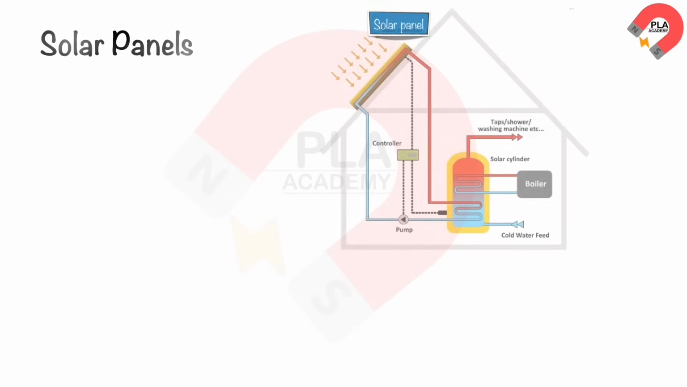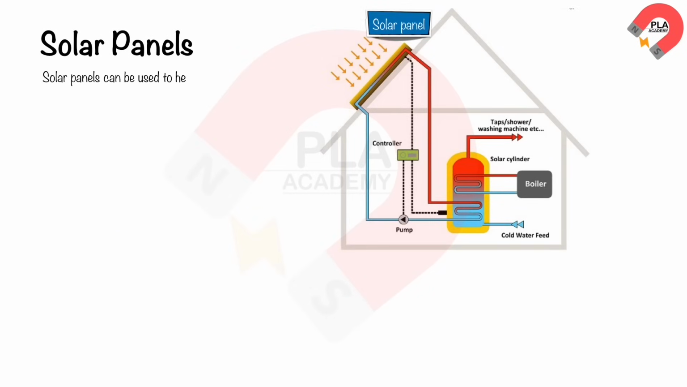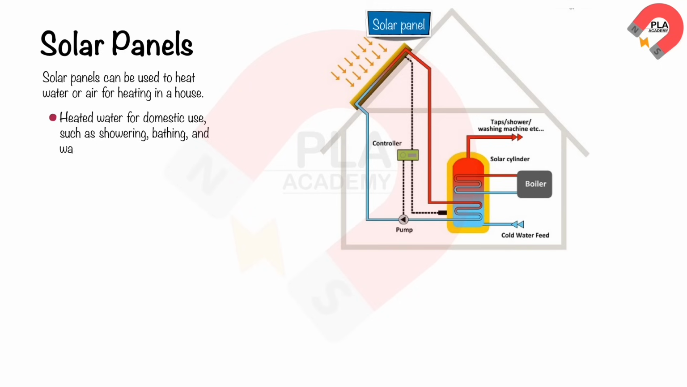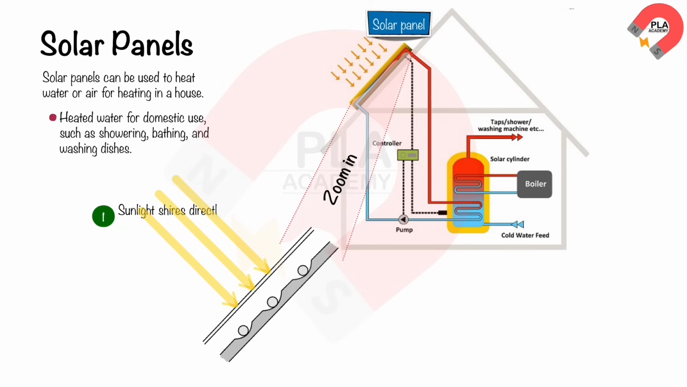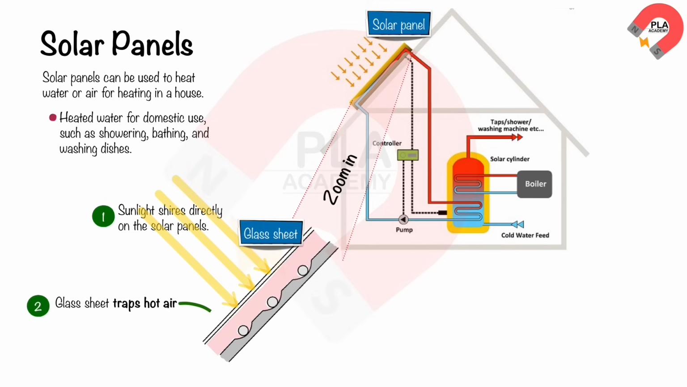Solar panels. Solar panels can be used to heat water or air for heating in a house. Heated water is for domestic use, such as showering, bathing, and washing dishes. Sunlight shines directly on the solar panels. A glass sheet is coated with a substance that reduces the reflection of sunlight. The glass sheet traps hot air.